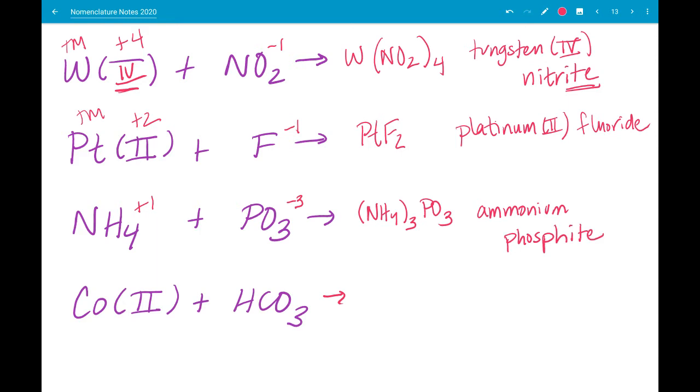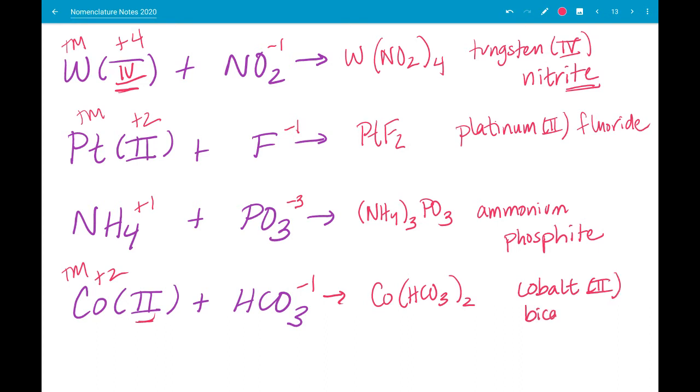Okay, and the last one of this style, we have a Roman numeral, so it's going to be +2. We have a polyatomic ion with a -1. This would be considered a transition metal. So this is Co(HCO3)2. Here we have cobalt (II) bicarbonate. You could also see hydrogen carbonate listed on your sheet.